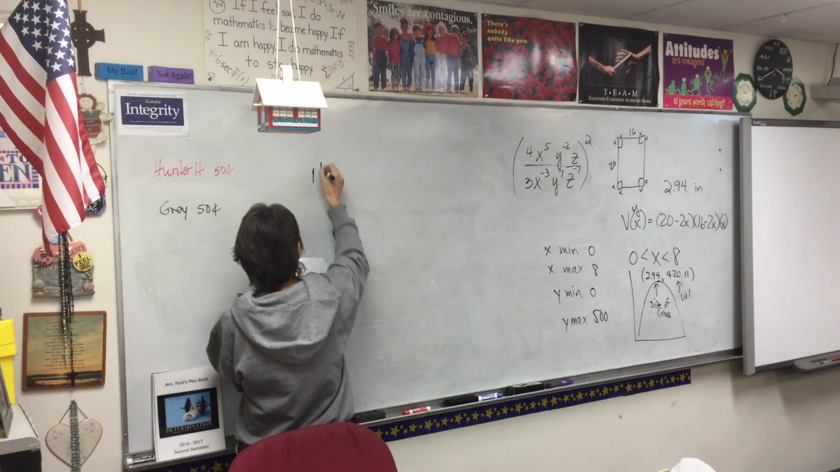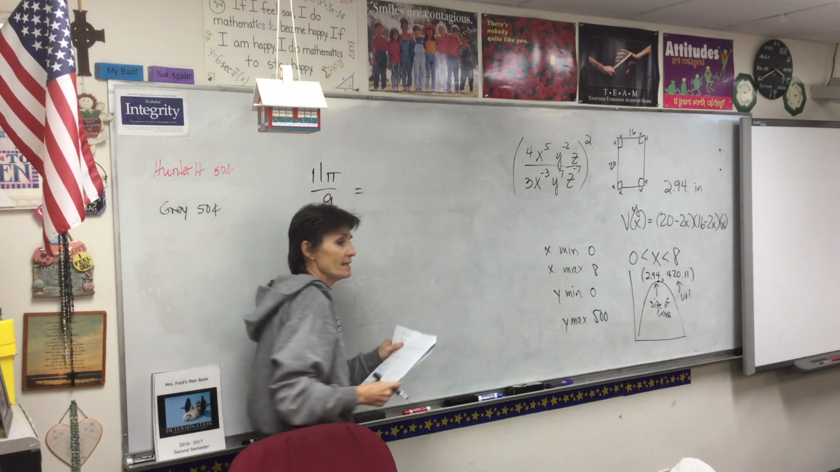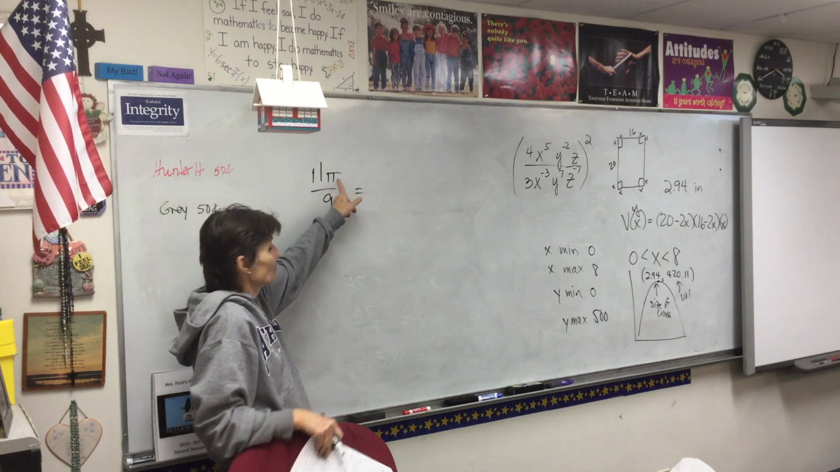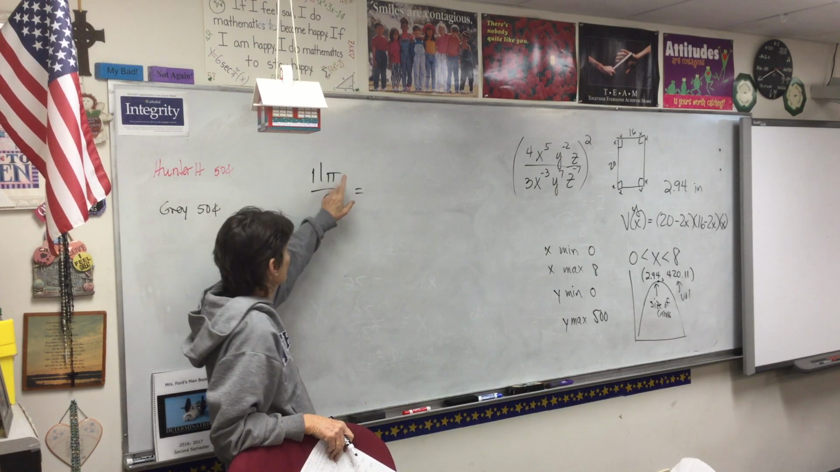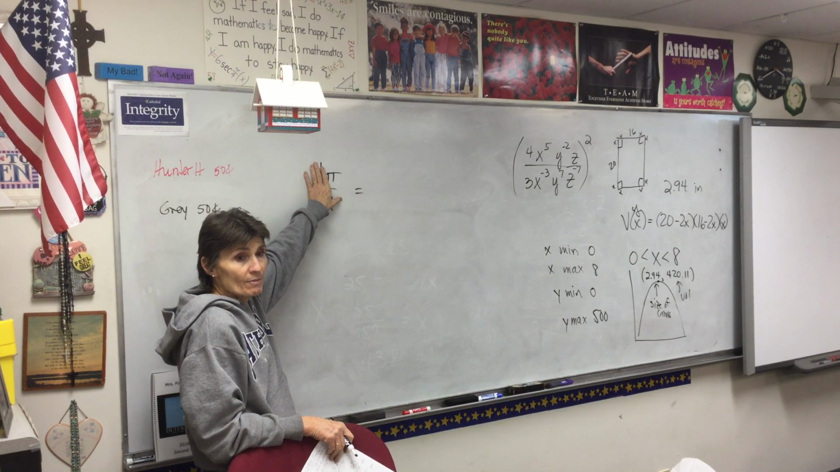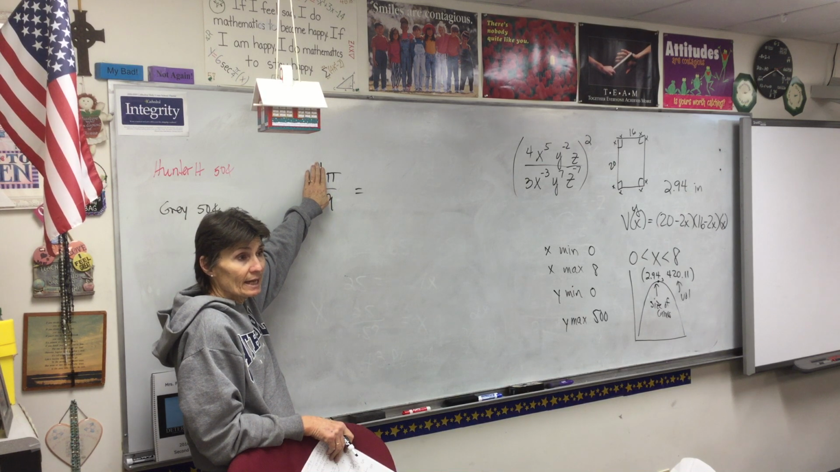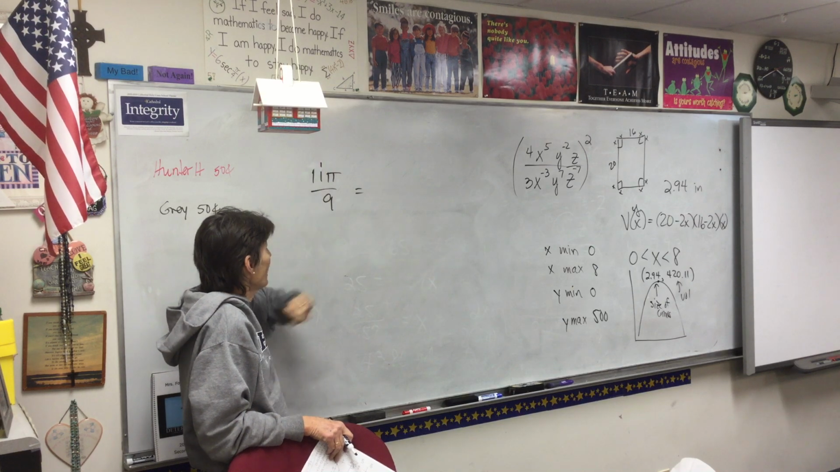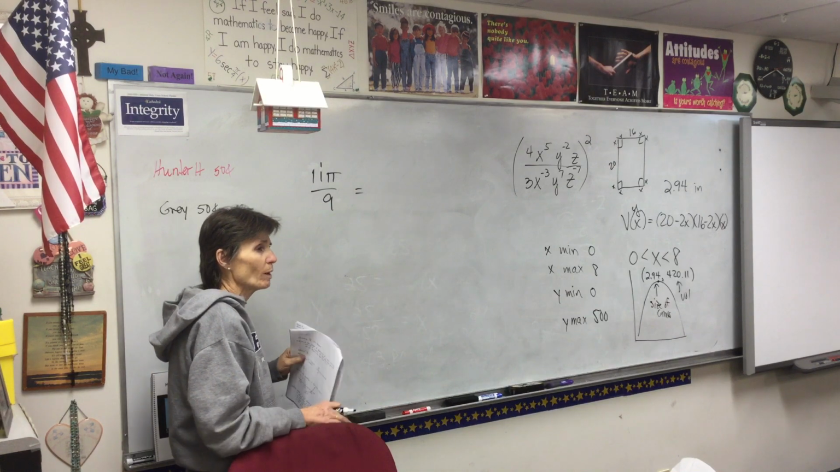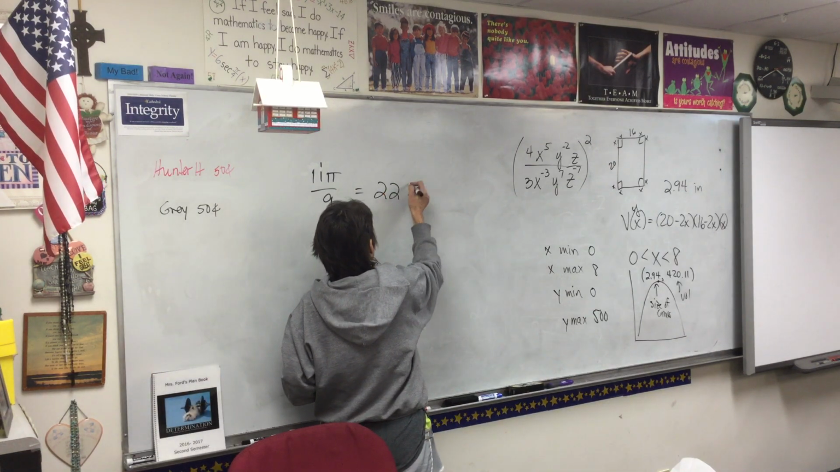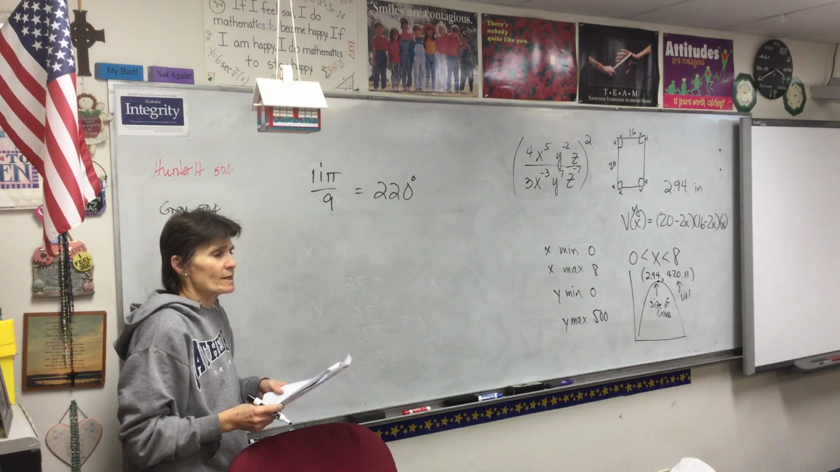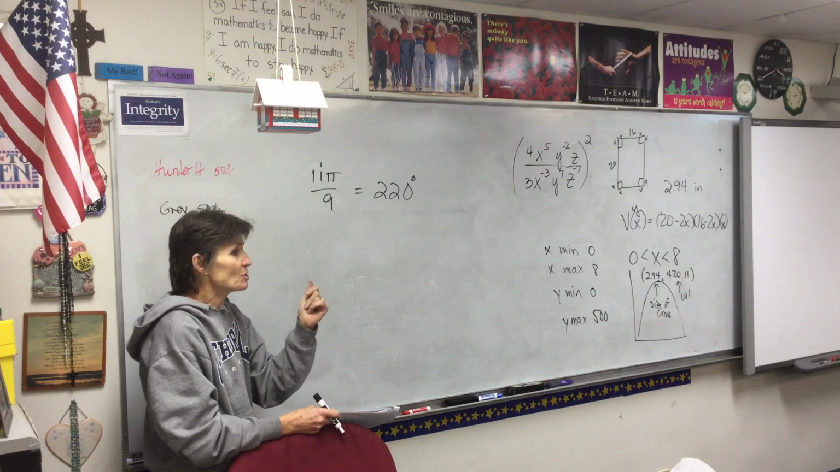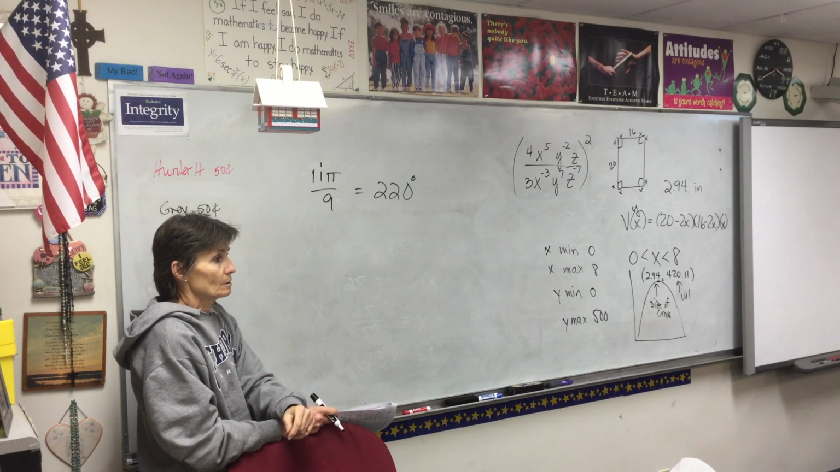So, change 11 pi over 9 into degrees. Easy, that's right. This is 180. Now, if I don't have a calculator, I'm going to think of that as 180. Then I'm going to divide by 9 and get 20. And then I am going to multiply by 11. So 20 times 11, 220. So the answer is 220. 180 divided by 9 times 11. Some of these questions you should just fly through. That's one.